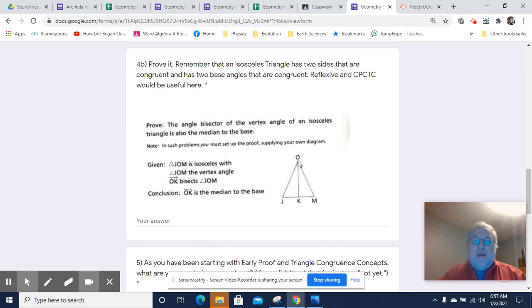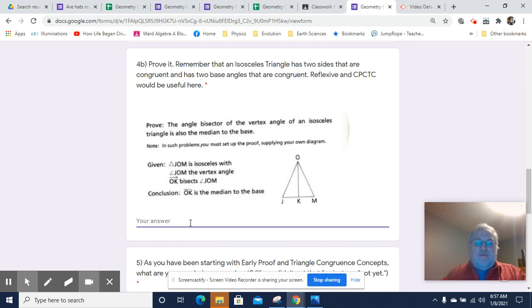So this is the angle bisector. OK is the angle bisector, and it says that in the givens, of an isosceles triangle. So we've established this is an isosceles triangle, and that angle bisector is a median to the base. They've arbitrarily picked letters for the vertices and this intersecting point. We're trying to prove that OK is a median to the base. To prove that, we need to prove that JK and MK are congruent.